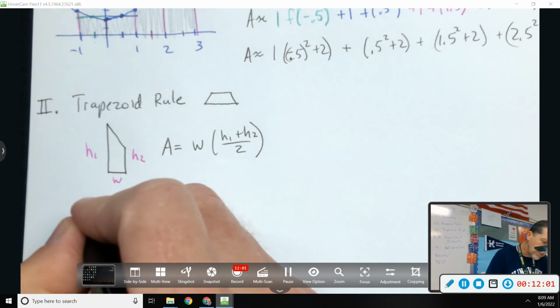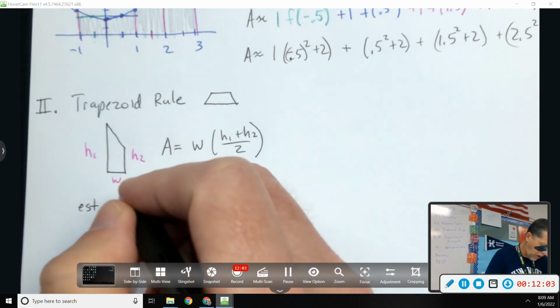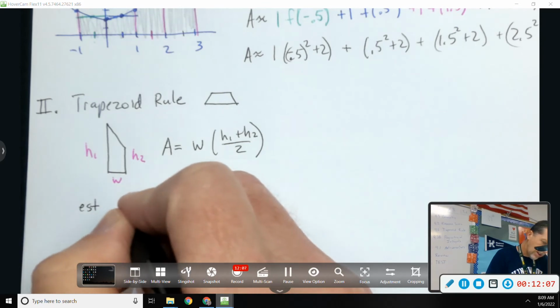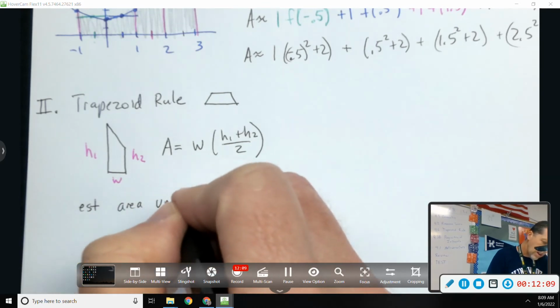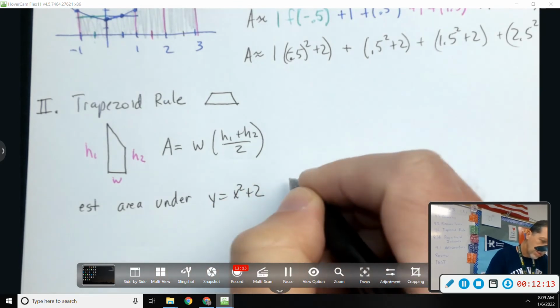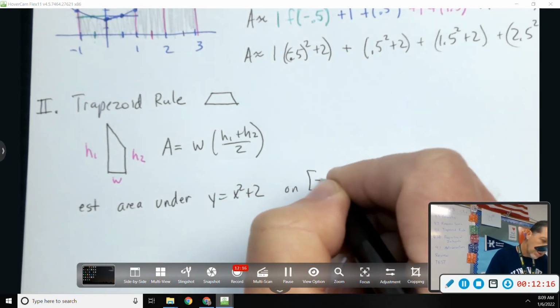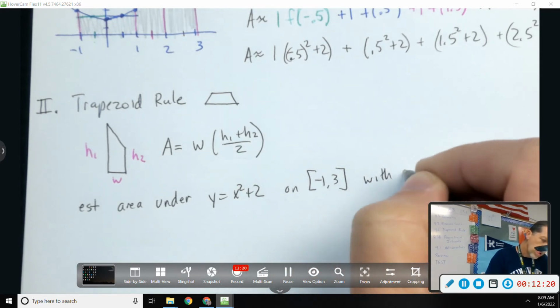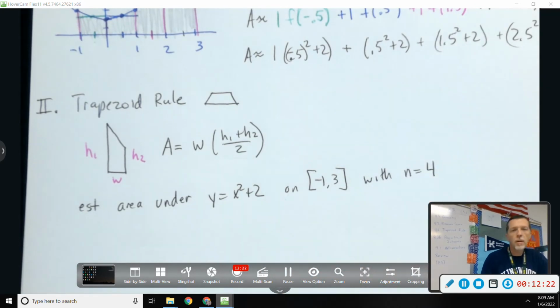You know what? Let's do the same shape here. Let's estimate the area under y equals x squared plus 2 on -1 to 3 with n equals 4.